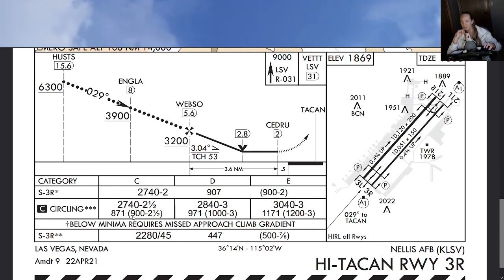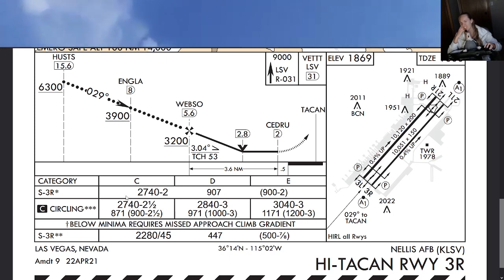Interesting. Okay. And there's this: below minima requires missed approach climb gradient of... for the straight in. So is that... I'm trying to understand. So this is the 4500 RVR. That's a 2280 for the MDA, or is that a DA? I assume that would be a DA, correct?